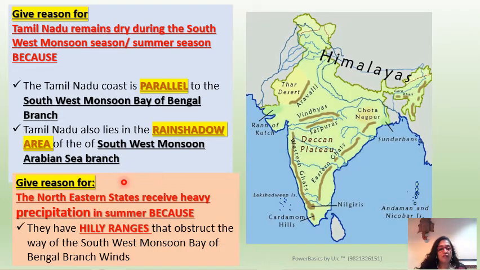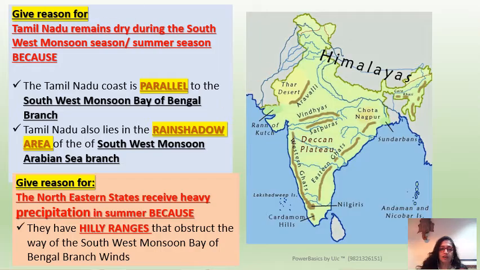Northeastern states receive heavy precipitation in the summer because these are the northeastern states. Can you see how many hilly ranges they have? They have hilly ranges that obstruct the way of the southwest monsoon winds Bay of Bengal branch. These are coming from here, they're not reaching there. They're coming this way and going this way. Bay of Bengal branch is coming this way.